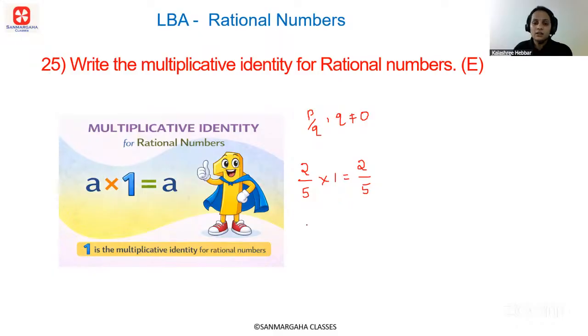You can apply it for some other number. Say for example 2 into 1 is equal to 2 only. If you multiply 1 to 2, you get the answer as 2 only, correct? So its value is not changing. So 1 is known as the multiplicative identity. Answer is 1.